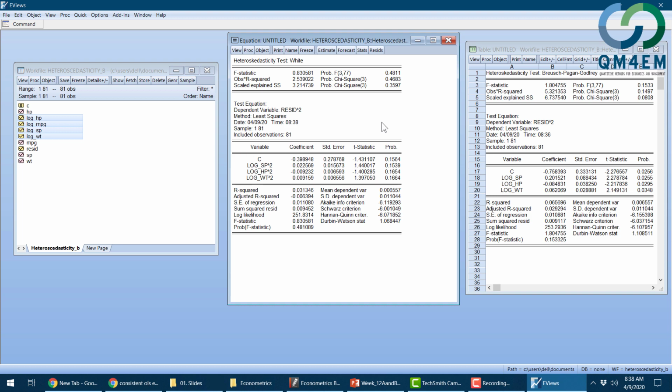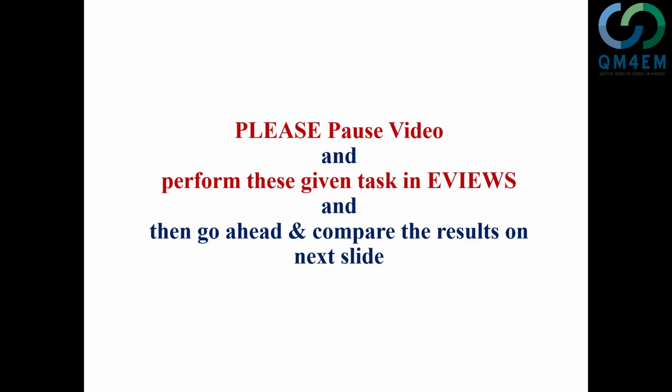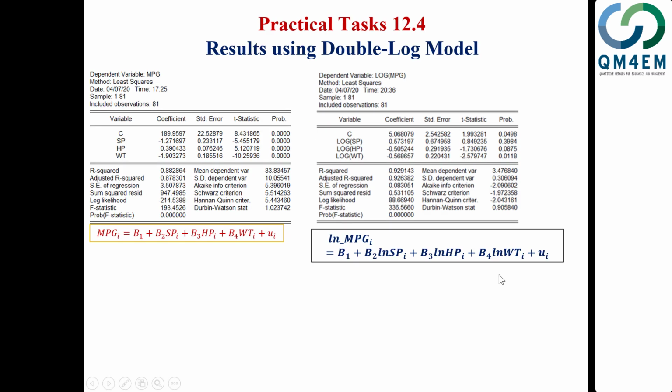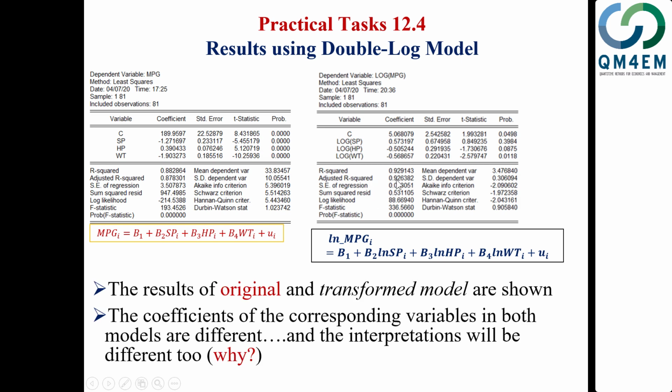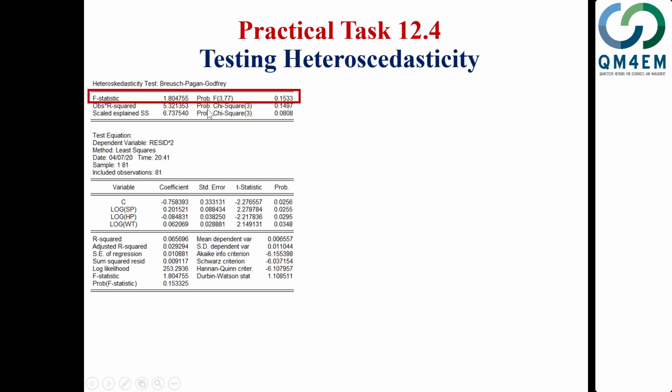Now, let me take the results of the White and BP tests to the discussion part. So let me display it. This is the result of the original model and then the double log model. Again, the results are comparable, but the interpretation is not the same because it's a double log model, so it gives you elasticity directly compared to the unit changes. We will not discuss it here. So these are the results of the two tests.